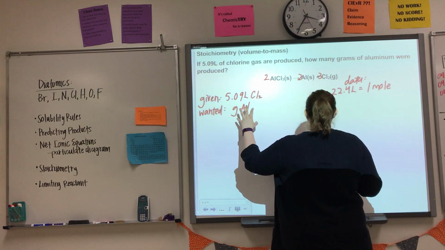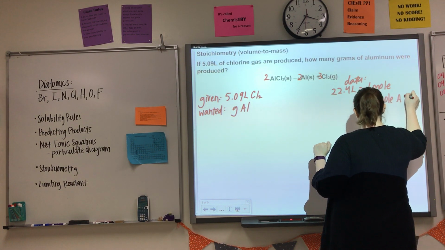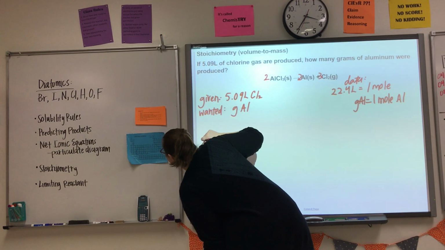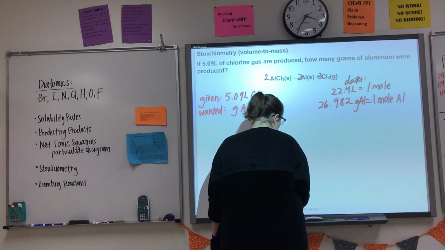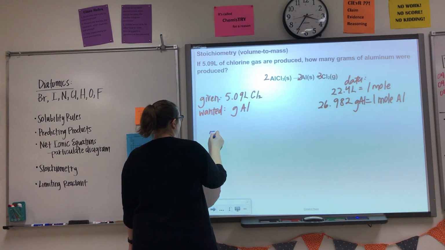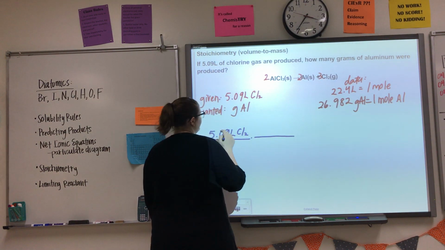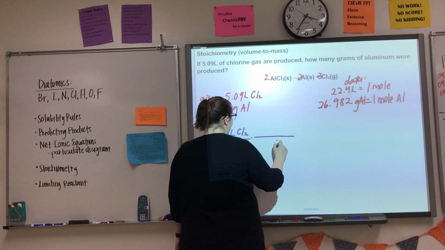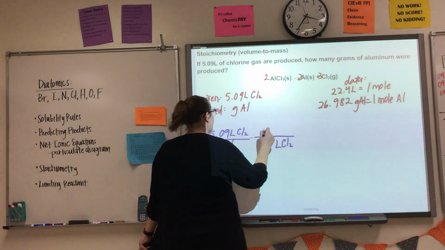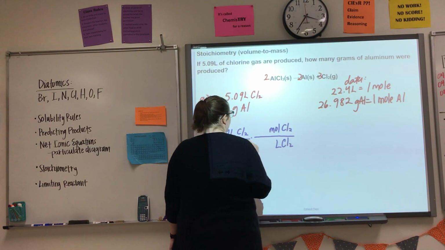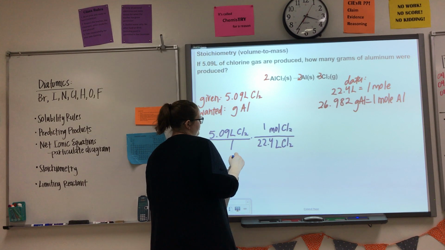All right, I need that molar mass conversion. So 26.982 grams of aluminum is equal to 1 mole of aluminum. I get that straight from my periodic table. Switch into blue so you can see everything. So I put my given over 1, liters of chlorine. Chlorine was in the numerator, so it's going to slide down to the denominator. I need to convert through the mole, so I'm going to put moles of chlorine on top. For every 22.4 liters, I have 1 mole.